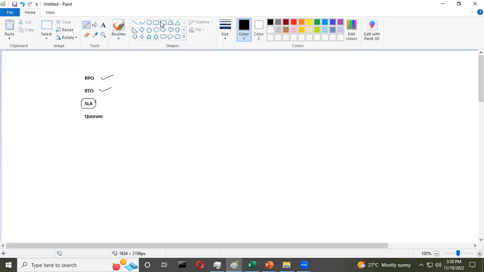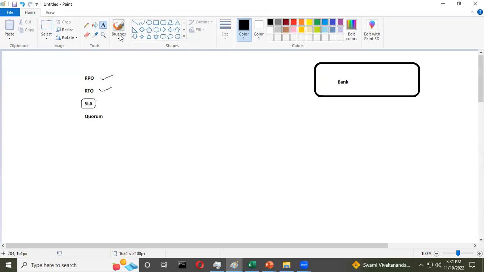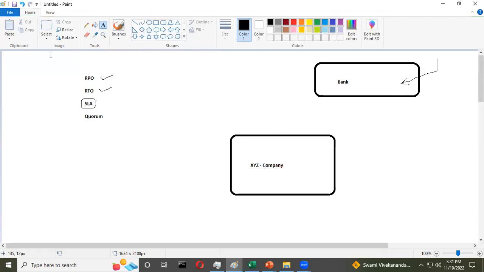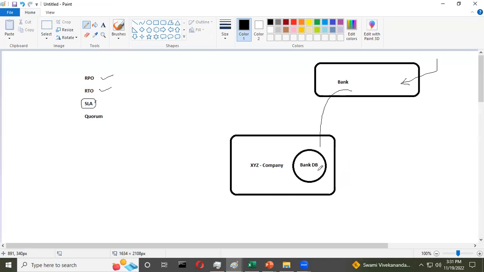For example, let's say this is a bank application. You can consider anything, like airlines or any organization or application, but I am taking a bank as an example. XYZ is an organization, a company, that is maintaining this bank database. This company supports and provides service to the bank database.